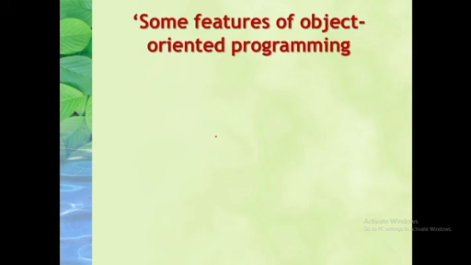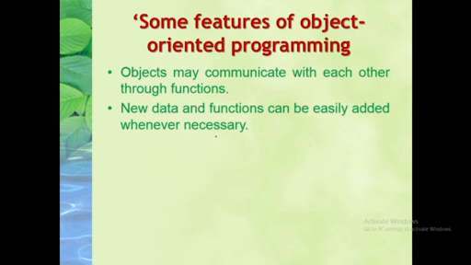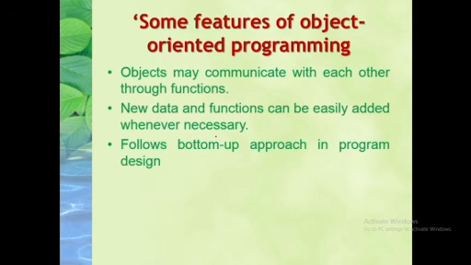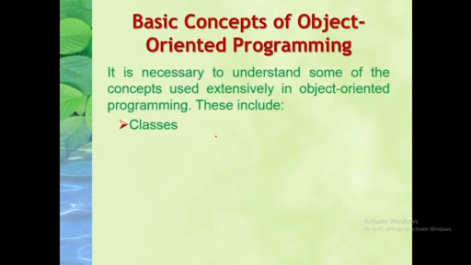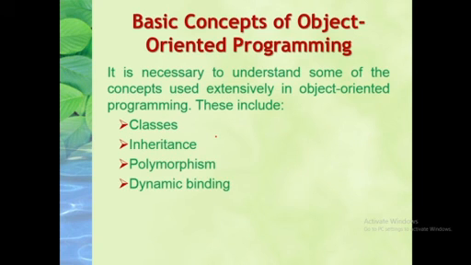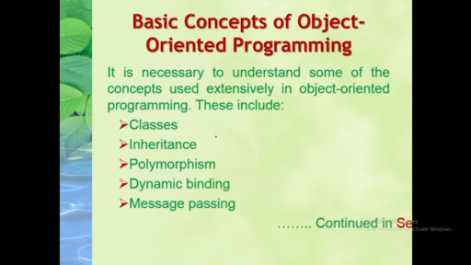Some major features of object-oriented programming are that the data or the objects communicate with each other through functions. New data and functions can be easily added whenever necessary. A bottom-up approach is used in program design. Some fundamental concepts of object-oriented programming are classes, inheritance, polymorphism, dynamic binding, and message passing. Let us learn all these in detail in the next session.